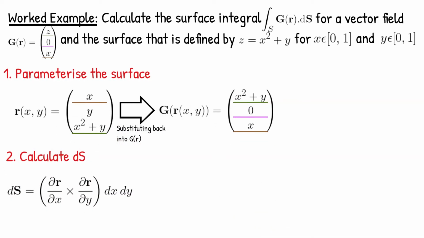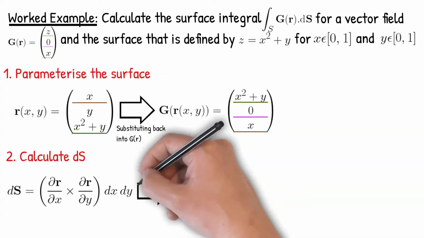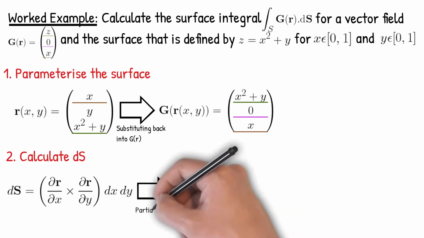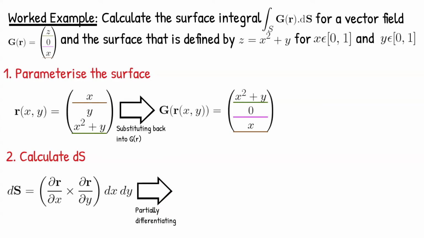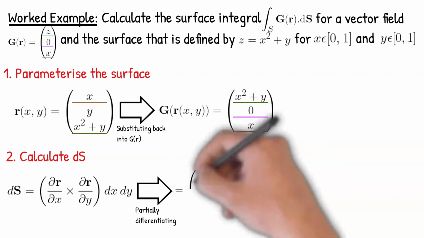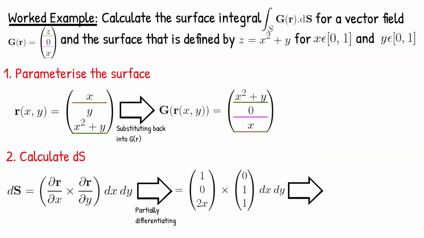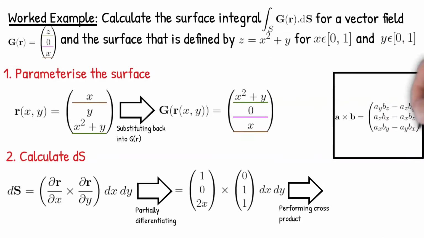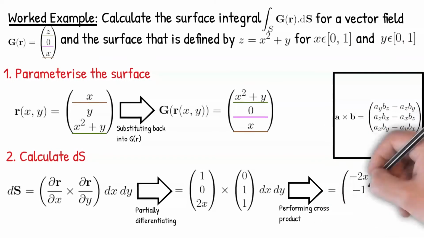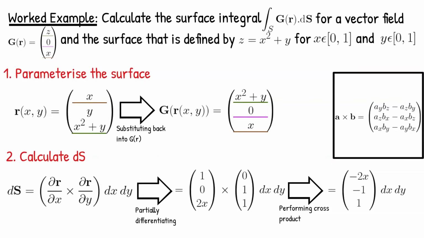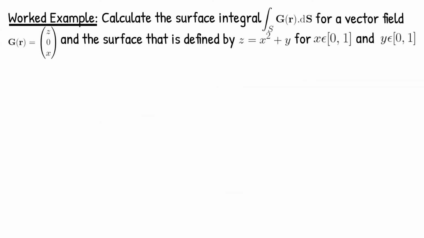You'll have noticed we use ∂x rather than dx. This indicates partial differentiation. It's similar to implicit differentiation, except you treat the other variables as constants. Now performing the cross product, we get our final dS. Remembering the formula for cross product, now we have our surface element as it's finally time to integrate.